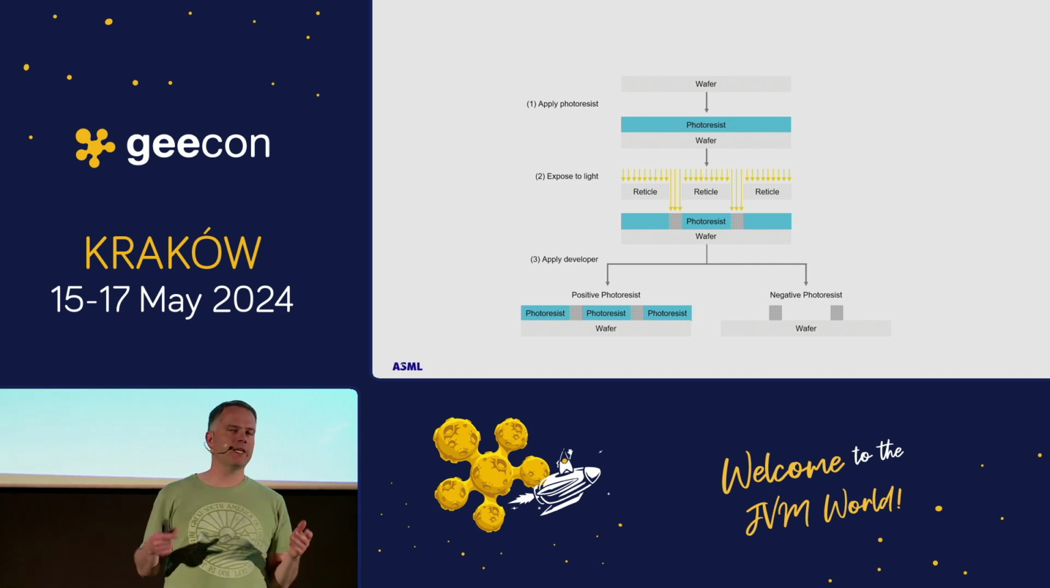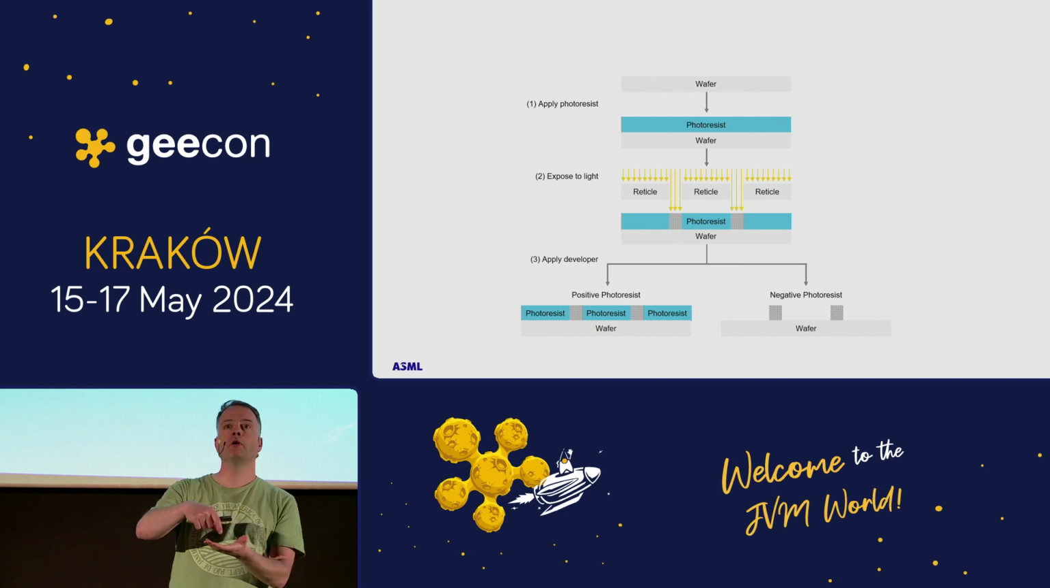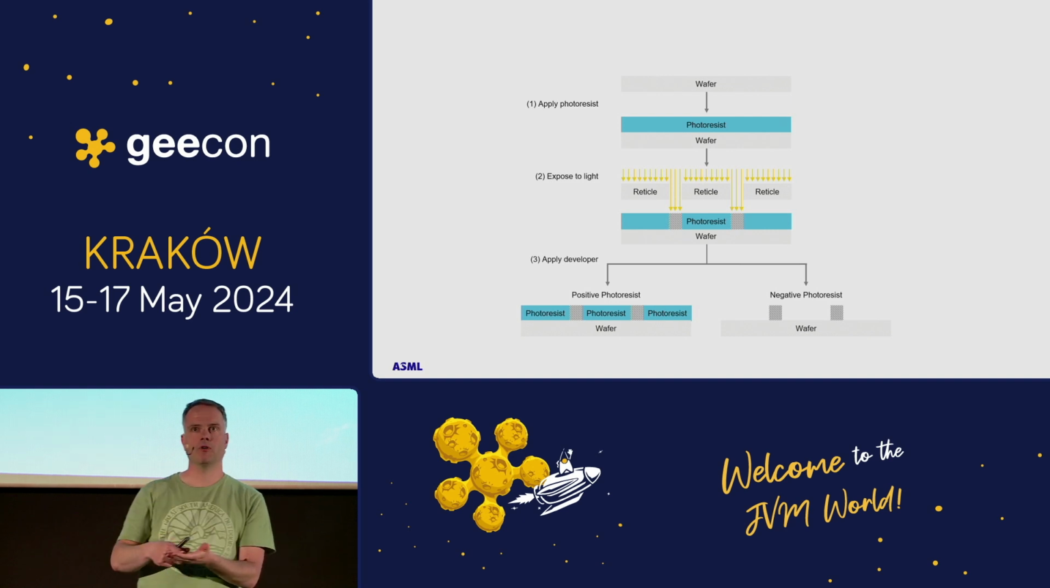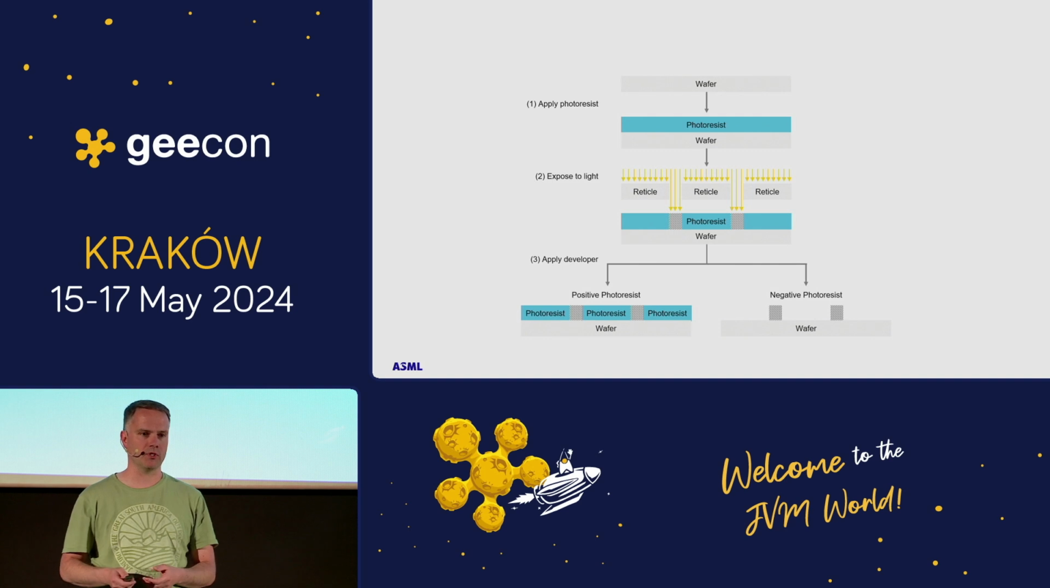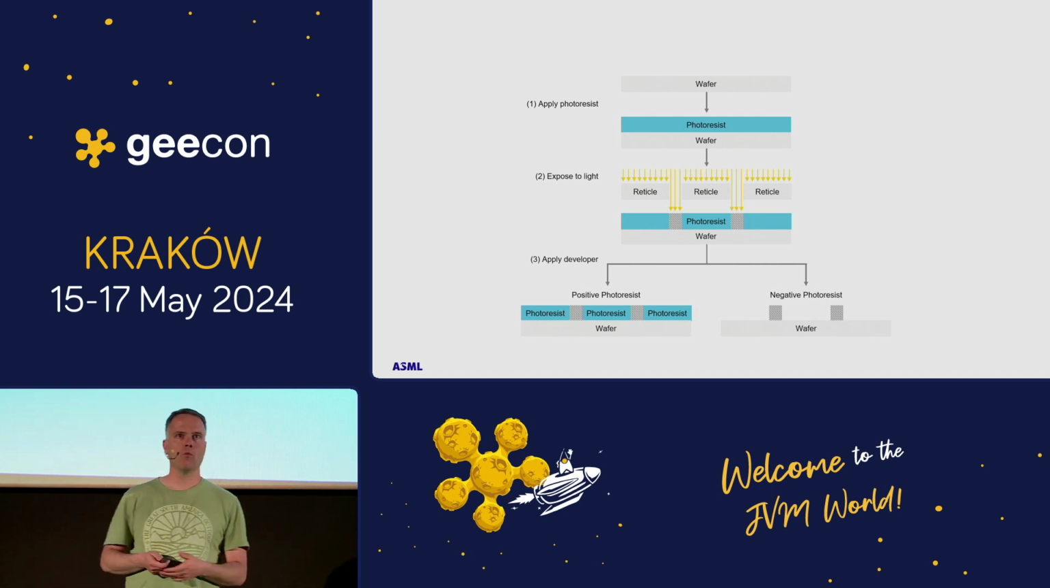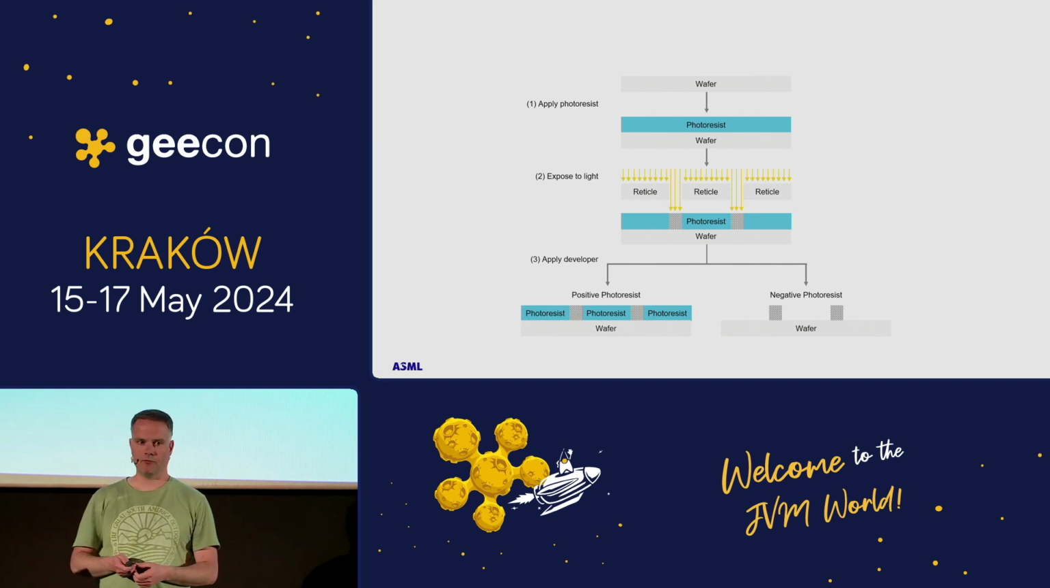And in the last part, we can decide what to do: either we keep the parts on the wafer where the light has shone on, or we remove those parts where the light has shone on. So we can choose either option, depending on what layer we make or what we want to achieve.